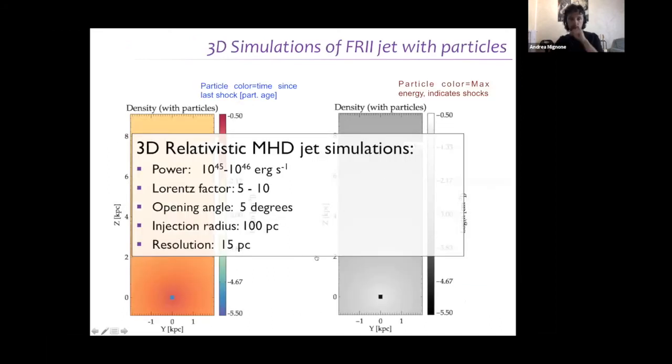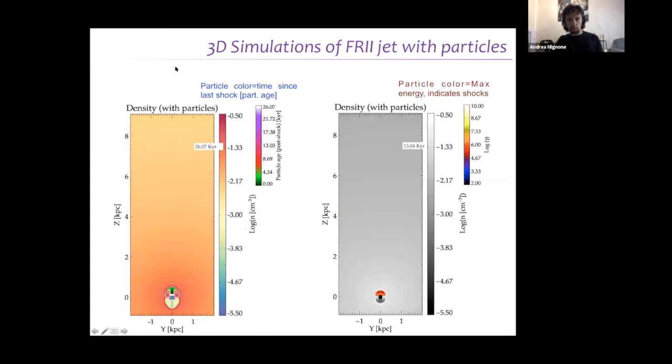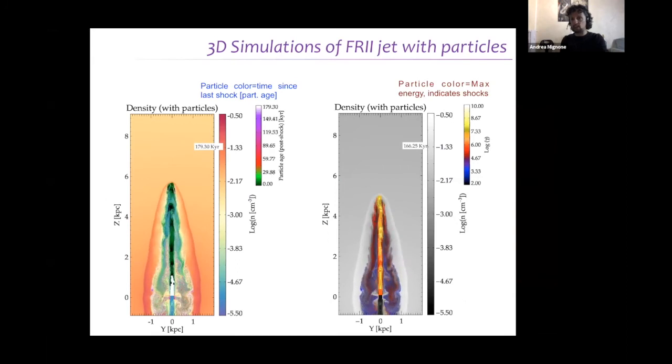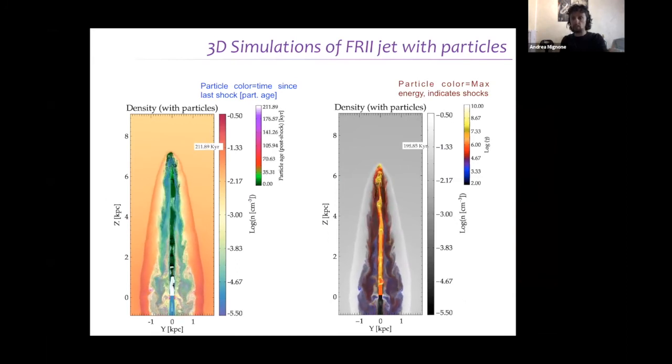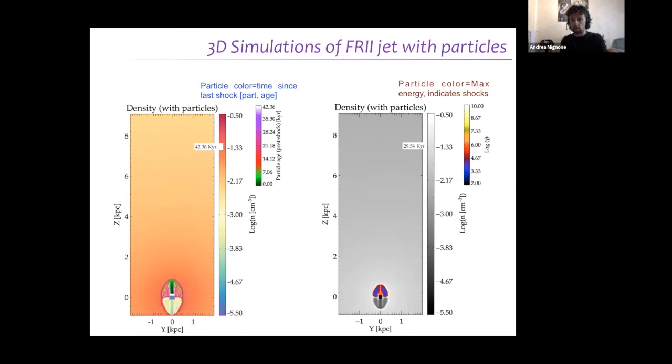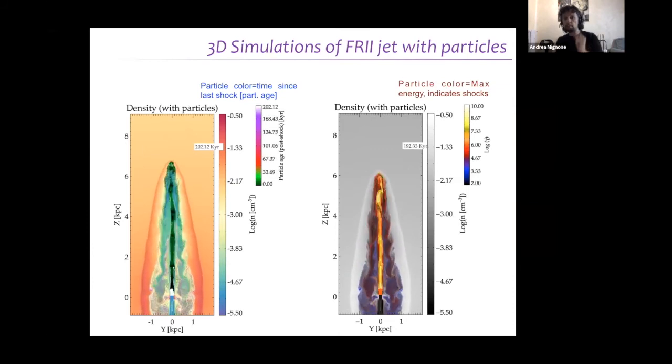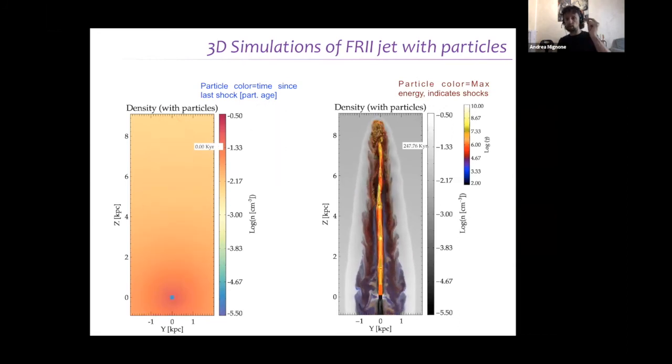Now, here is an example of a three-dimensional relativistic MHD simulation with power between 10 to the 45 and 10 to the 46, a pretty large Lorentz factor, and an opening angle of 5 degrees. In this simulation, you will see density in both plots. However, the plot on the left tells you the aging of the particle, that is the time that has passed since the particle encountered a shock, because in this model, particles can be energized only through shock encountering. On the right, you have the maximum energy of the single particle.